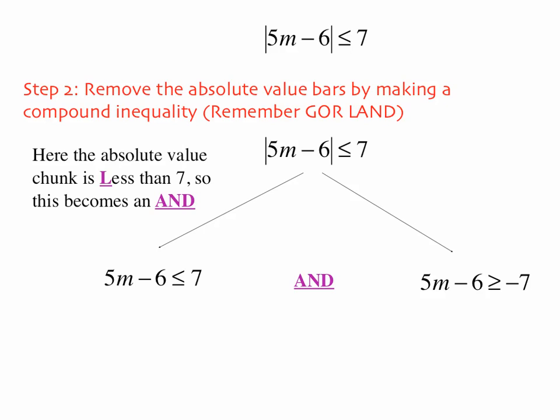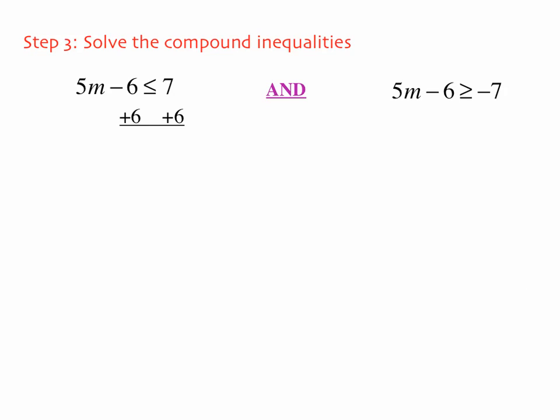A good way to think about it is that these two statements taken together show that 5m minus 6 has to be between negative 7 and 7. Notice that when I did this, the absolute value bars went away, and I have 2 separate statements that I can solve separately. We have these 2 inequalities joined by an AND. We just need to solve them one at a time.